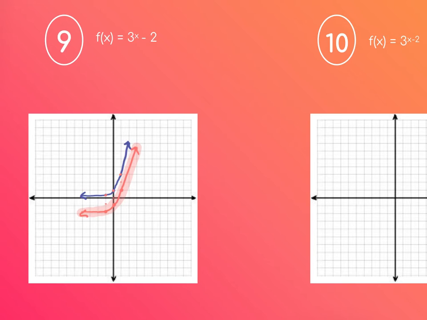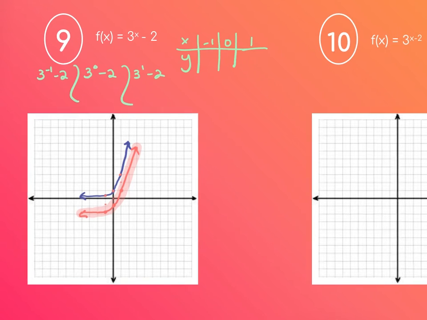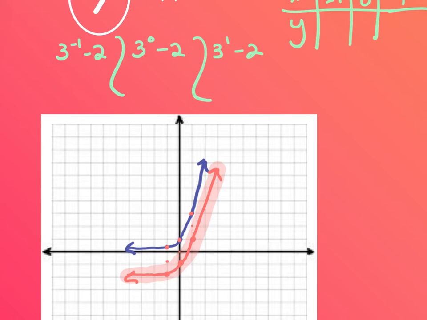The other way to do it is literally plot your points with your new coordinates. -1, 0, 1. So I would do 3 to the -1 minus 2. Then I would do 3 to the 0 minus 2. Then I would do 3 to the first minus 2. What's 3 to the -1? 1/3. 1/3 minus 2 is -1 and 2/3.